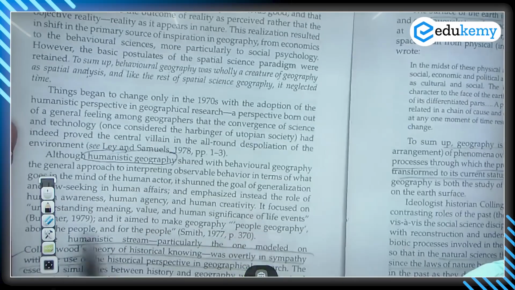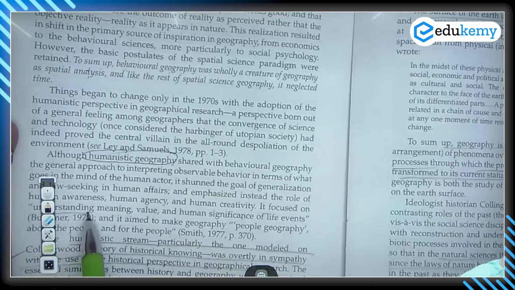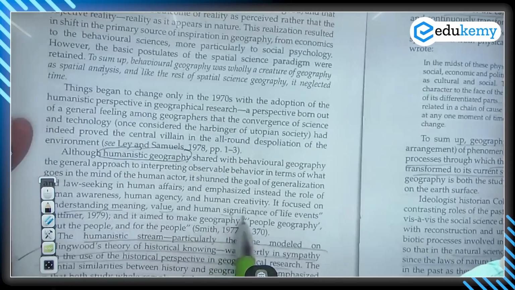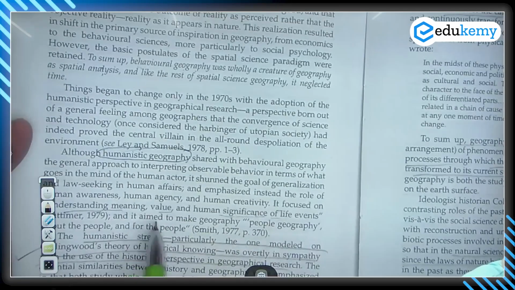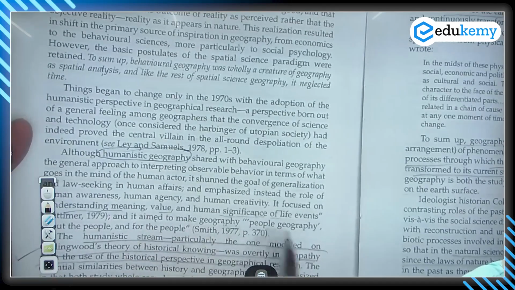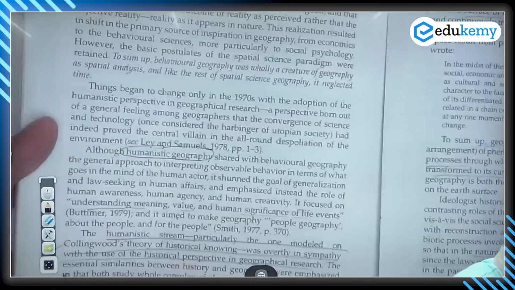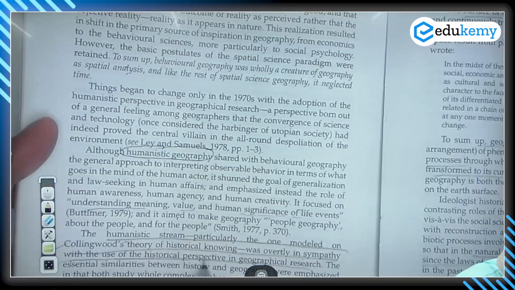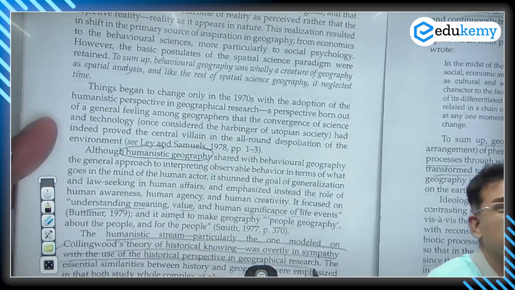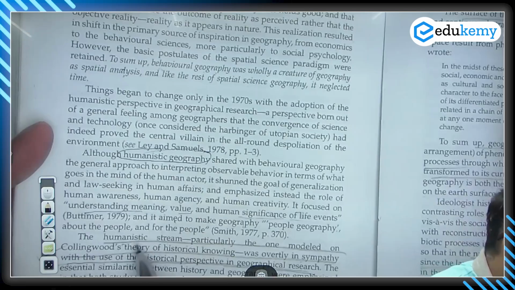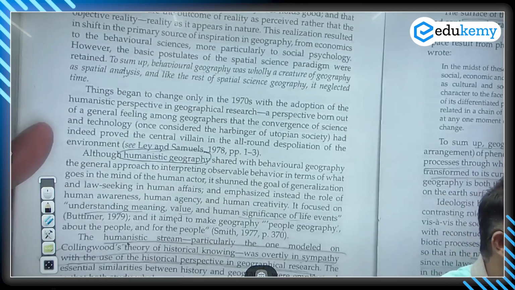It focused on understanding meaning, value, human significance of life events. It aimed to make geography about people, for the people. So this stream was sympathetic with the use of historical perspective in geographical research. So time came back under humanistic geography. It was sympathetic: let's use time, not ignore time.